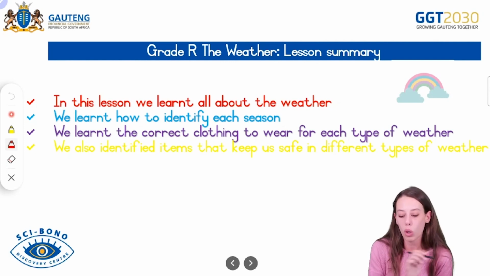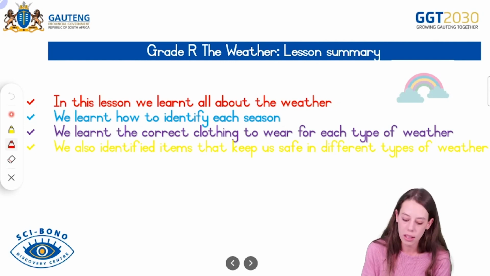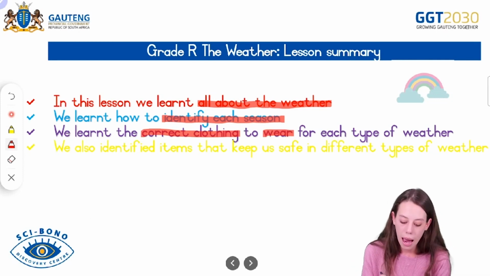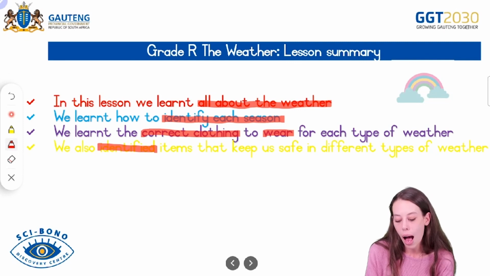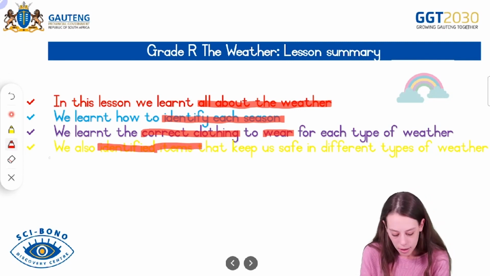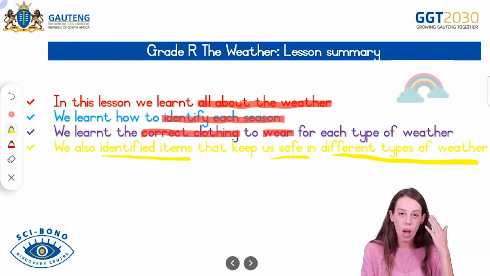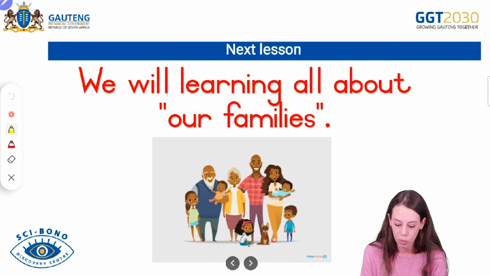Let's talk about what we've just learned about. So in this lesson, we learned all about the weather and the different kinds of weather. We learned how to identify each season or weather that we get. We learned the correct clothing to wear for each type of weather. And we also identified items that keep us safe in different types of weather, like the sunglasses or the windscreen wipers. Okay, well done, boys and girls. That was really awesome work.